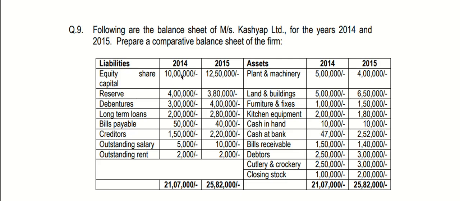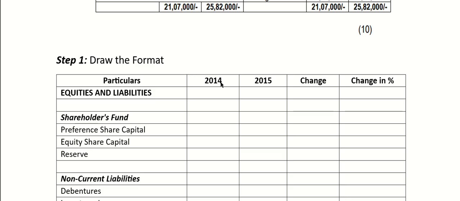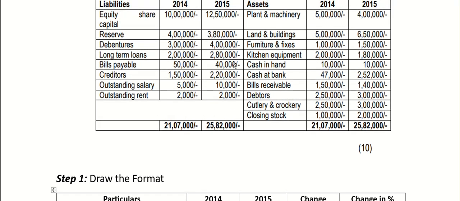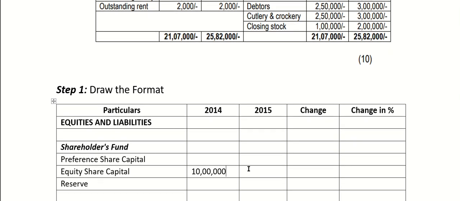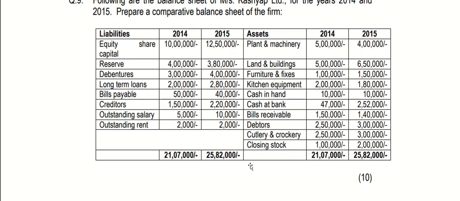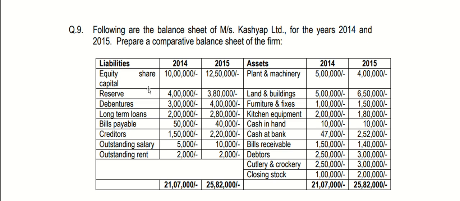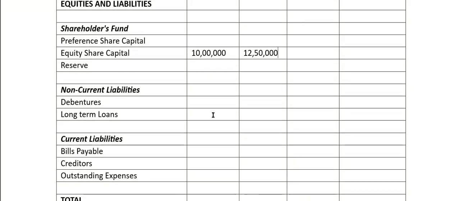See, here it is given equity share capital is 10 lakh rupees in 2014, isn't it? It is given in the question. We are going to type here. We don't have a preference share capital, so just leave a column. In equity share capital, we are going to write 10 lakh. Now we can see what is given in 2015. It is 12 lakh 50,000. So equity share capital of 2015 is 12 lakh 50,000. Okay, that's clear. Similarly, fill everything given in the question in the answer.